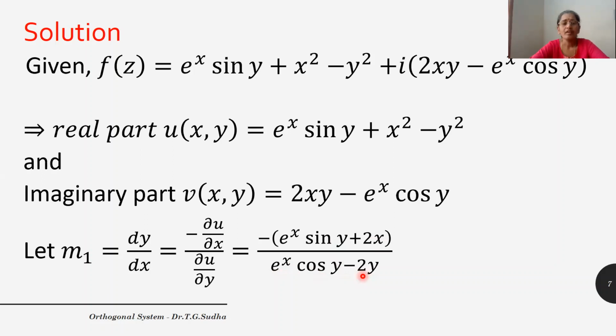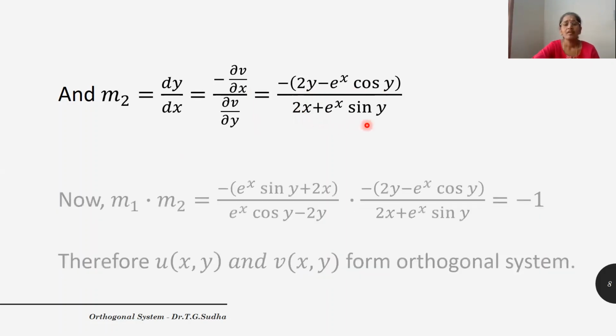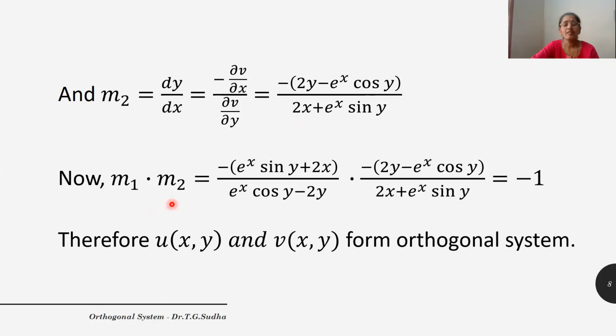Similarly, for the curve v = c2, let us calculate m2. That is dy/dx = -vx/vy, and that is -(2y - e^x cos y)/(2x + e^x sin y). Now let us consider this m1 · m2. So this is the expression for m1 · m2.